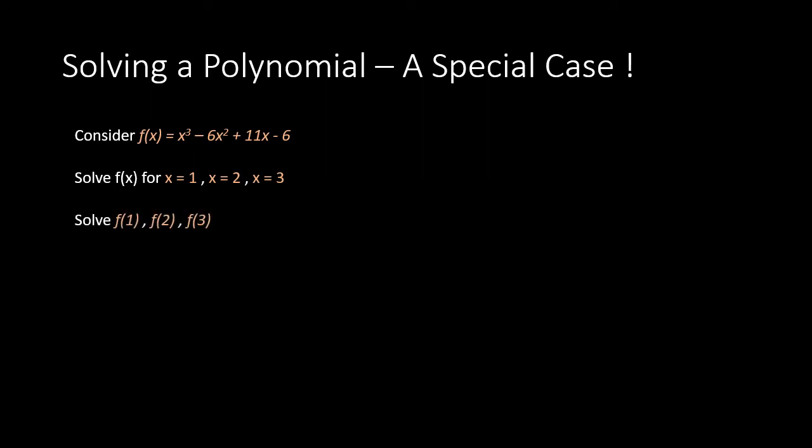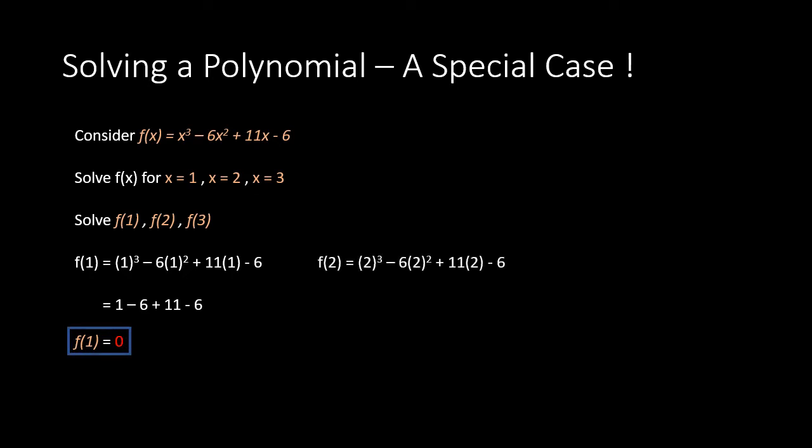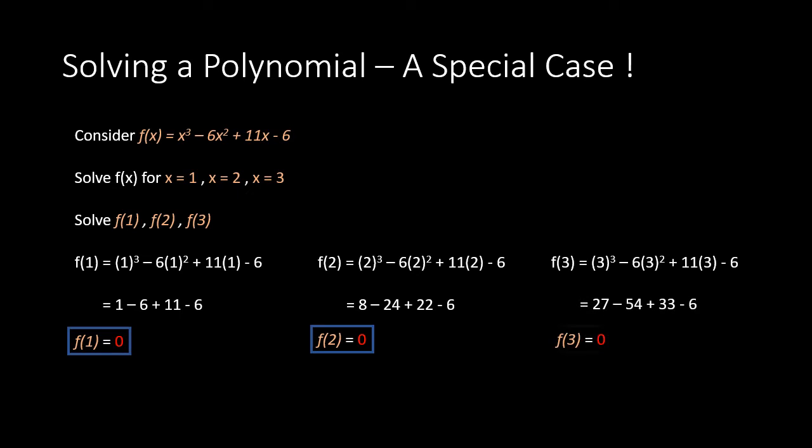Let's see how it's done. We'll find f of 1, f of 2 and f of 3. So f of 1 is replacing the x variable in the polynomial by 1 and solving the right hand side of the equation. We get 0. Next, we replace x with 2. We replace the variable x in the polynomial f of x by 2 and solve the right hand side of the equation. We get f of 2 equals 0. And the last case, x equals 3. We replace the x variable in the polynomial f of x by 3 and solve the right hand side of the equation, and we get 0 again.